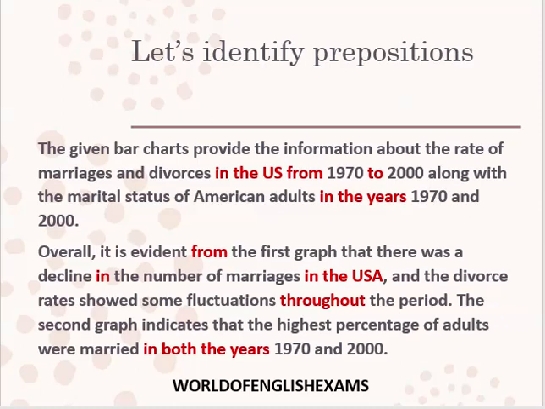Then overall it is evident from the first graph that there was a decline in the number of marriages in the USA. If you see, I'm stressing and emphasizing prepositions. And the divorce rates showed some fluctuations throughout the period. Then the second graph indicates that the highest percentage of adults were married in both the years 1970 and 2000. So this is how you indicate prepositions, and prepositions, as you can see, are used for indicating years and places, which are mostly nouns. I hope this activity helped you a great deal in identifying and understanding prepositions.